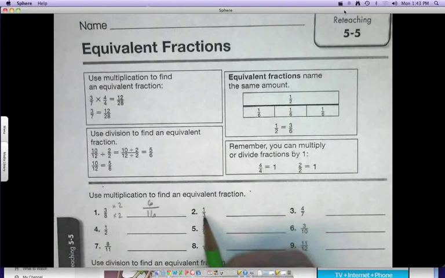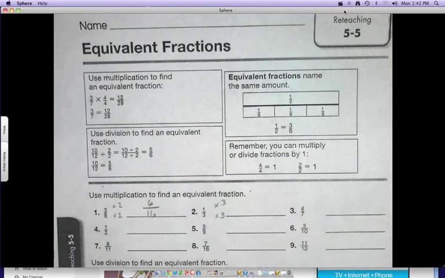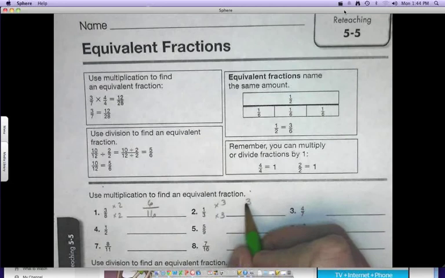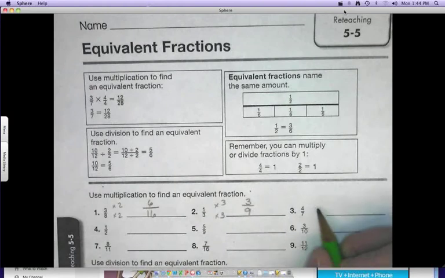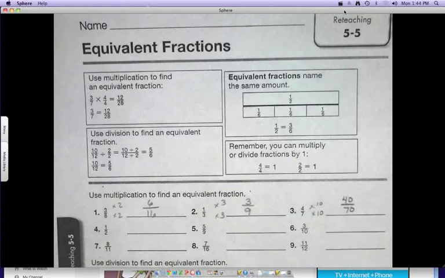Same thing for 1/3. I'm going to change it up a little. Let's multiply both the numerator and denominator by 3. So my numerator is 3, my denominator is 9. So 3/9 is equivalent to 1/3. 4/7, I can multiply both by 10, and I have 40/70. 40/70 is equivalent to 4/7.